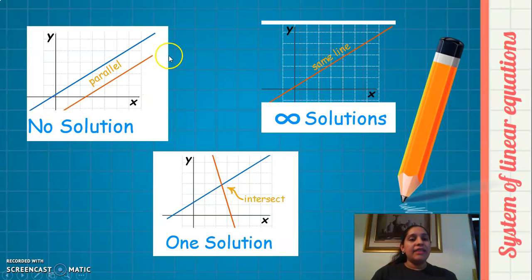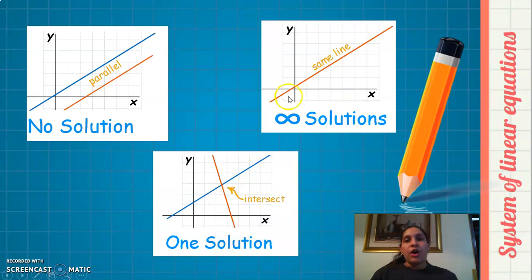Another possibility is that there is no solution, when you have parallel lines. Why? Because there is no place where they intersect. These lines will never connect, so I will not have one solution. Another case is when there are many solutions, when one line is over the other one, so we can see just one line. In this video we will see how to solve when there's no solution.